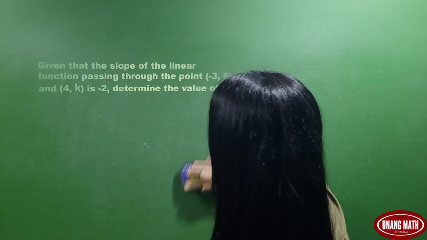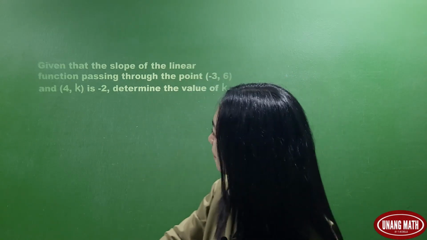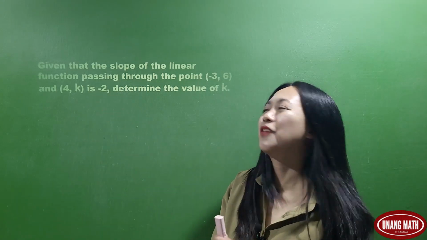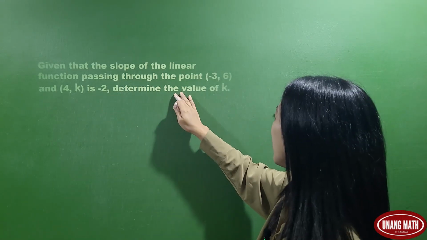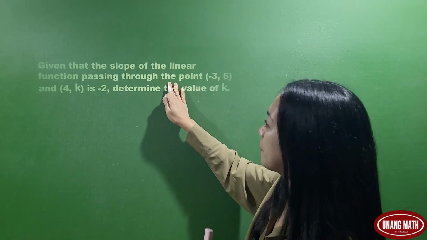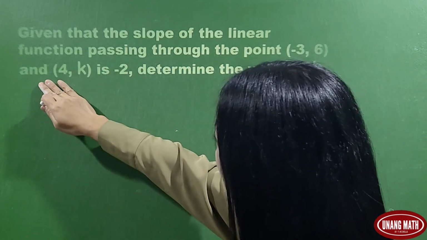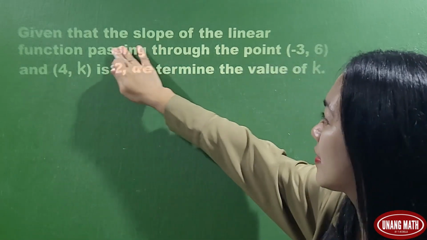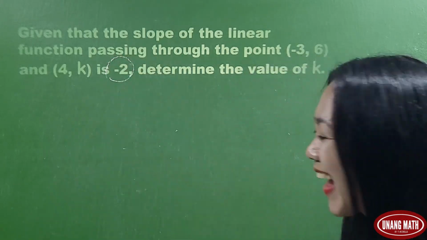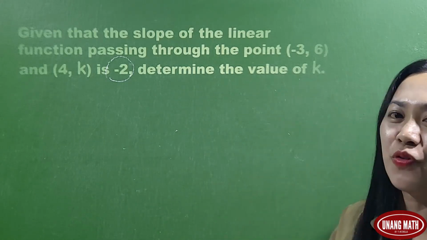Given that the slope of the linear function passing through the points (-3, 6) and (4, k) is negative 2, we will determine the value of k. So according to this problem, these points (-3, 6) and (4, k) have the same slope, which is negative 2. So we will determine the value of k.